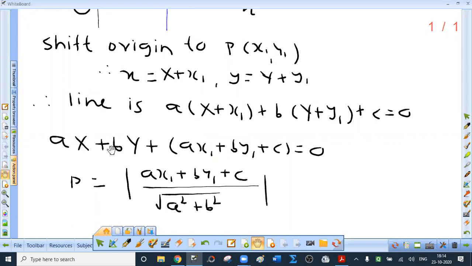Now, what is the length of the perpendicular from the new origin to the line? Simple, mod of the constant part upon root of coefficient of x, which is a, and that of y, which is b. So root of a square plus b square. So this is the formula to find the length of the perpendicular drawn from (x1, y1) on the line ax + by + c = 0. Suppose (x1, y1) is (0, 0). See whether we get the same result or not. Yes, we get it. Put x1 = 0, y1 = 0. So it is mod of c upon root of a square plus b square.